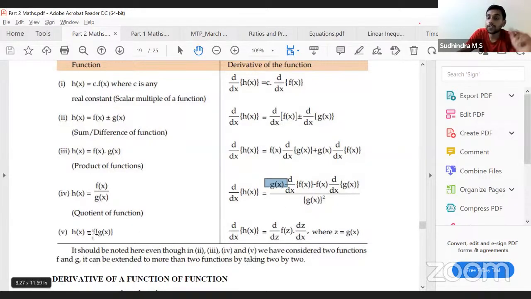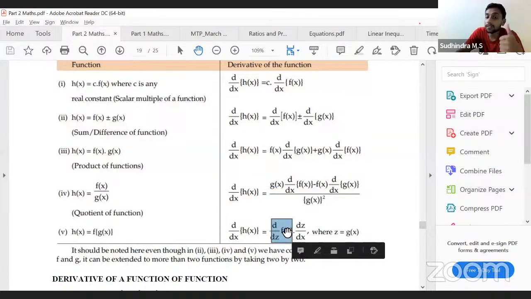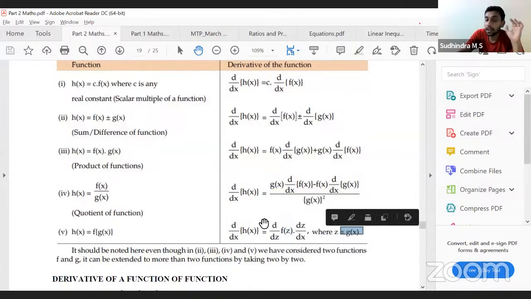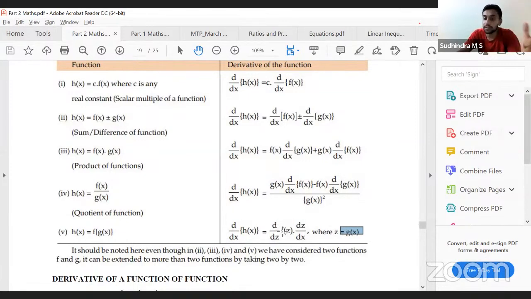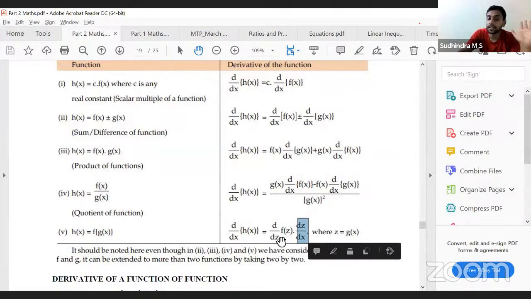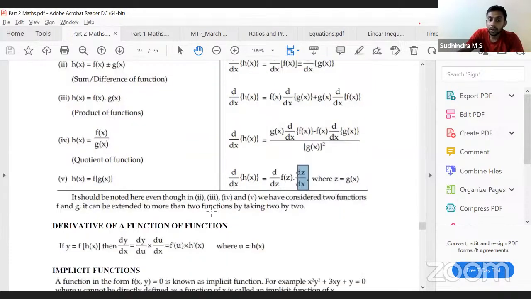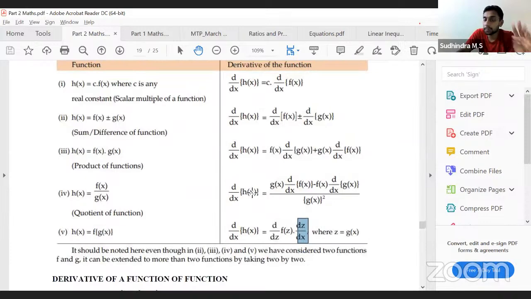Then if it is a function of a function, f of g of x, in such a case you will have to calculate two derivatives. One, the derivative of f of z, where z is g of x. So the derivative of the function of g of x should be calculated, and then the derivative of z should be calculated, dz by dx. These are some of the laws that we have to keep in mind.